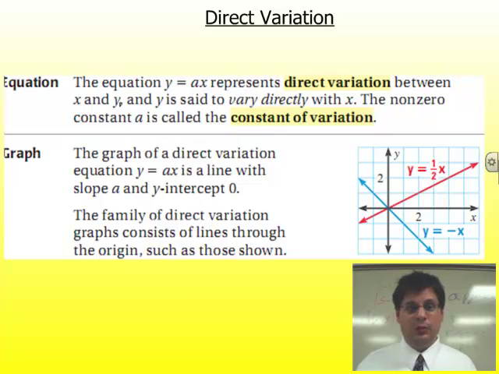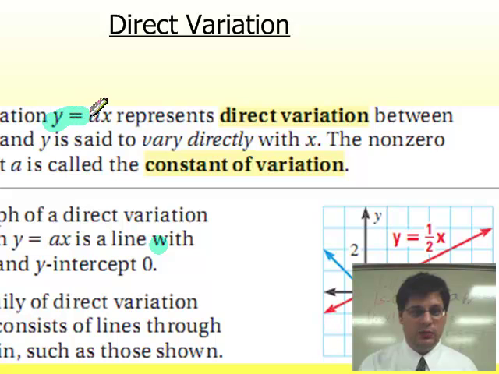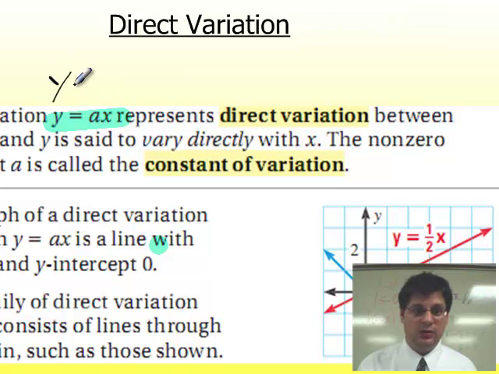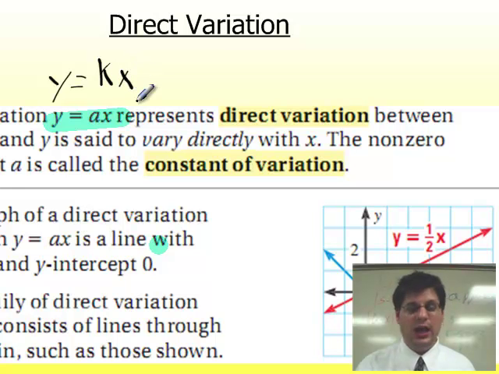Welcome back. We're going to be talking about direct variation now. Direct variation is simply a line that goes through the origin on a Cartesian graph. The direct variation equation is simply expressed as y equals ax. It can also be expressed in more scientific terms as y equals kx, and you can see it either way.